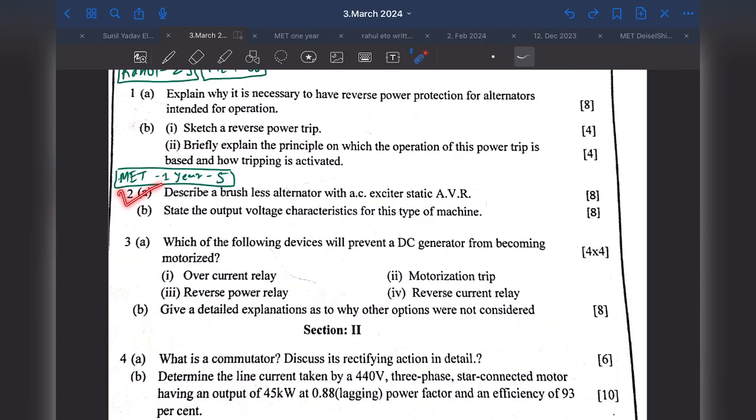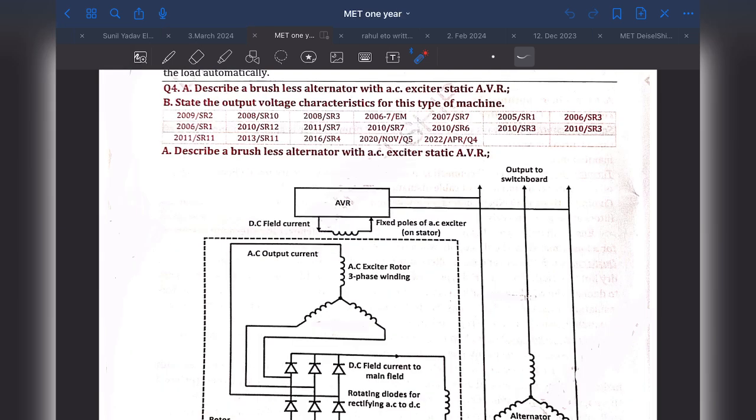Let's move on to question number 2a. Describe a brushless alternator with AC exciter, static AVR. State the output voltage characteristic for this type of machine. The answer of this question is available in another PDF with the name MET 1 year in page number 5. So let's go to MET 1 year, page number 5.